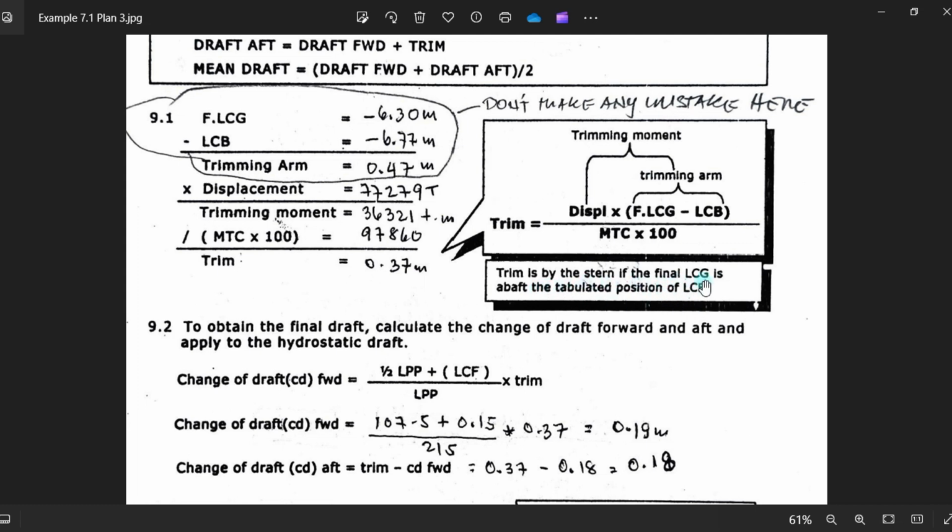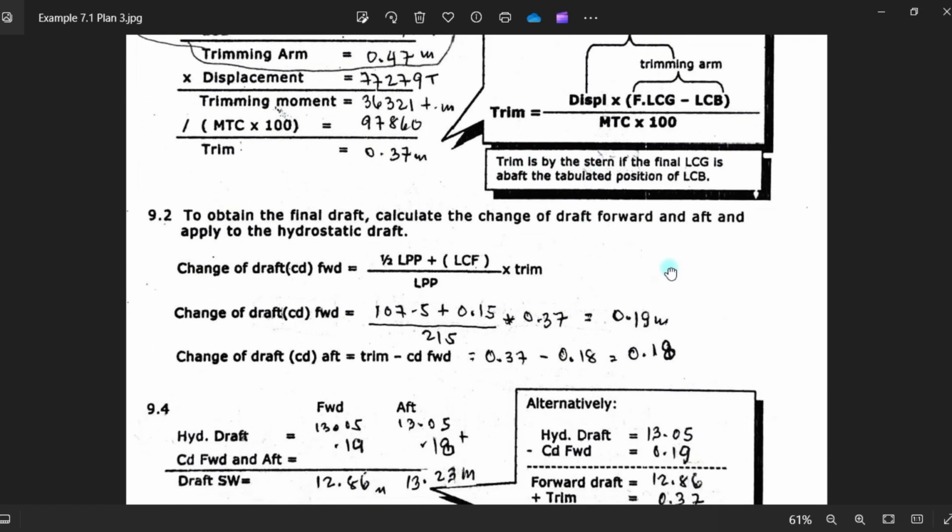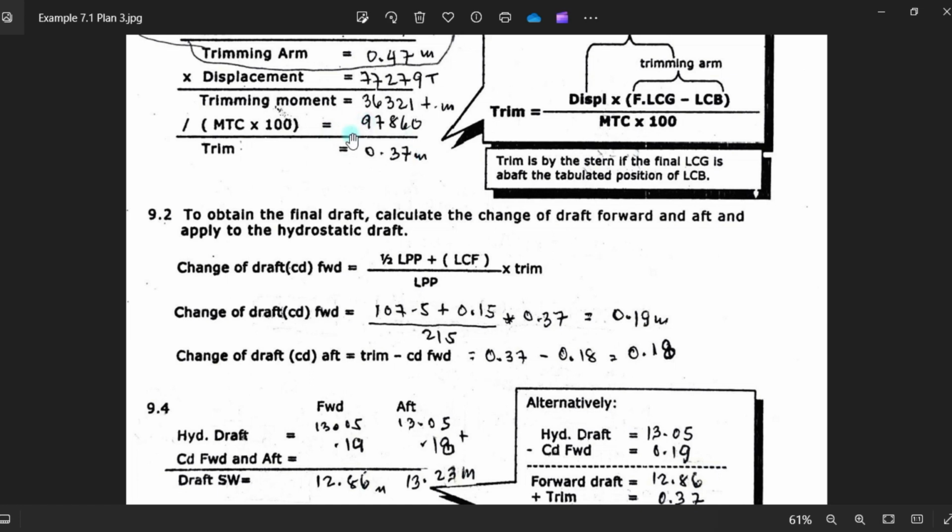If your final LCG is above or behind the tabulated LCB, then you are trimmed by the stern. Then you say trimmed by the stern. Okay, so since you now have your trim by the stern of 0.37, to obtain the final draft, calculate the change of trim forward and up to apply the hydrostatic table.